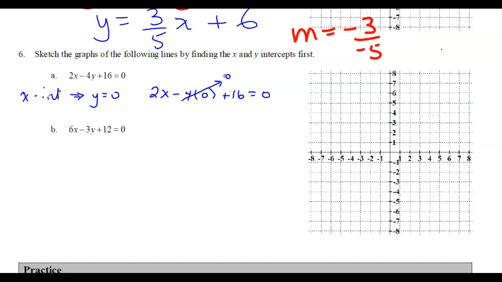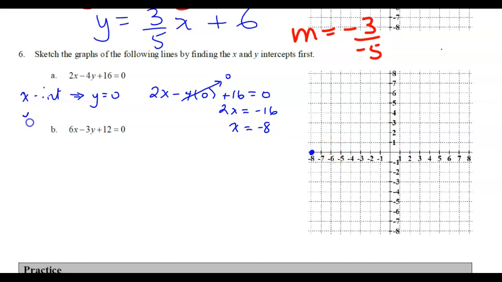Sometimes it'll just be a right or wrong answer. So this will be 2x equals negative 16. So x equals negative 8. So that's our x-intercept. Plot that.